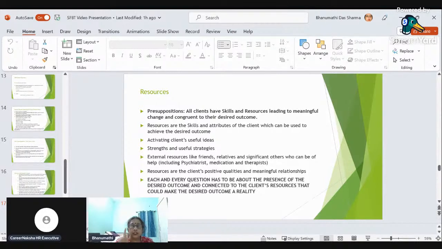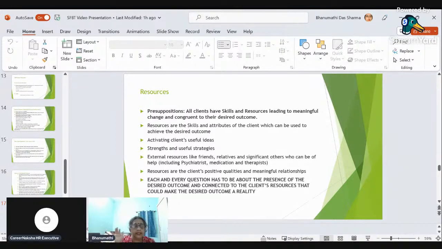Resources are the client's positive qualities and meaningful relationships, because the significant others will help you only when you have a meaningful relationship with them. So each and every question has to be about the presence of the desired outcome and connected to the client's resources that could make the desired outcome a reality.